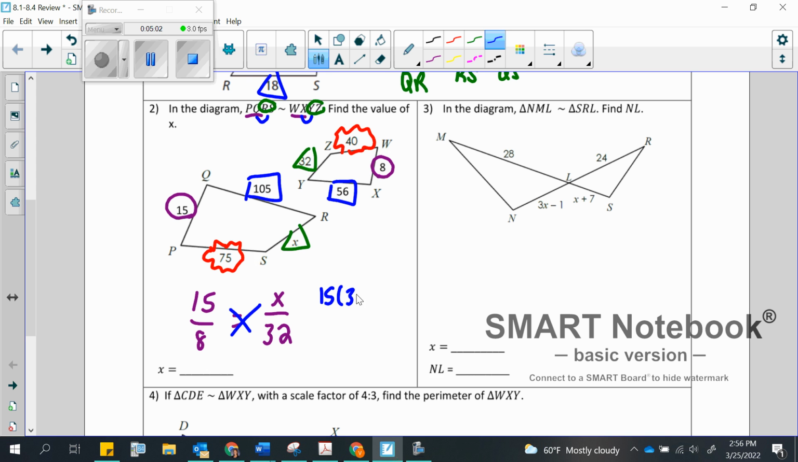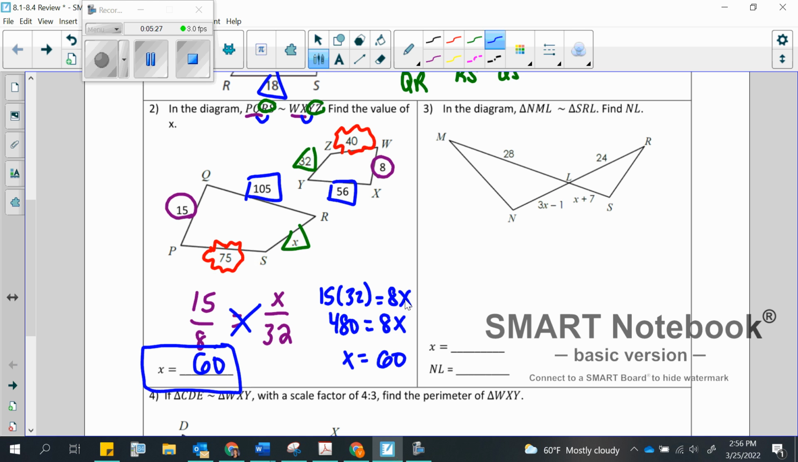So 15 times 32 equals 8 times x. And we end up getting 480 equals 8x. So x is going to equal 60. And if your proportion was slightly different, so say you didn't use 15 over 8, you used instead 75 over 40, this will look a little bit different. Your proportion will, but your answer should end up being the same. If it doesn't, you did something wrong.